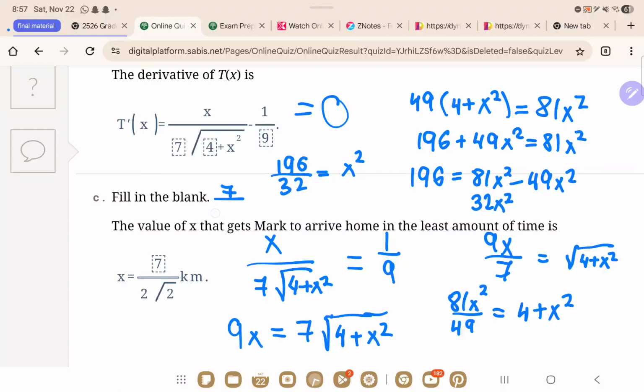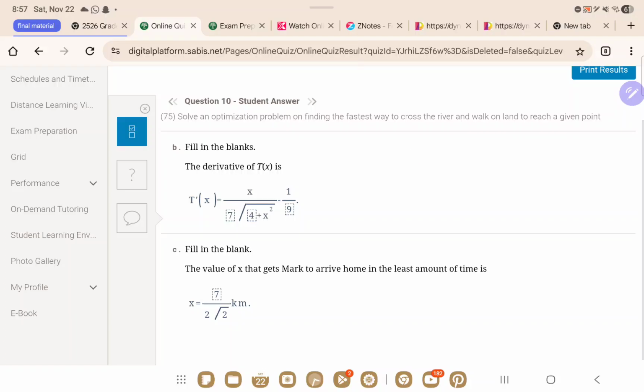Now radical 8 can be rewritten as radical 4 times 2. 4 is basically 2 squared, so you could take 2 out and keep the radical 2 in. And that is it. So this is your answer for x. Moving on to our next question.